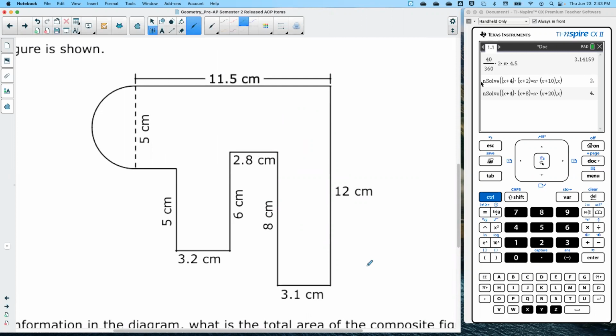That phone. You guys are crazy with your phones. Find the area.